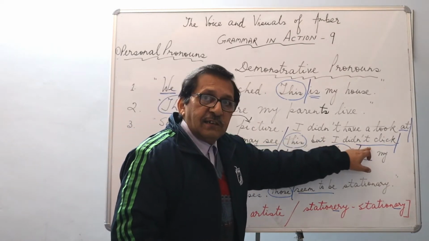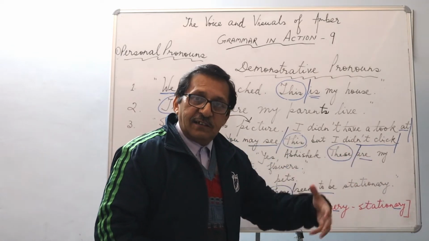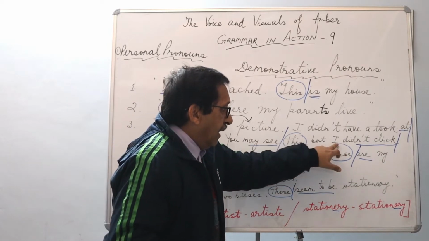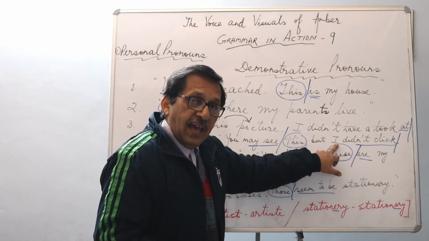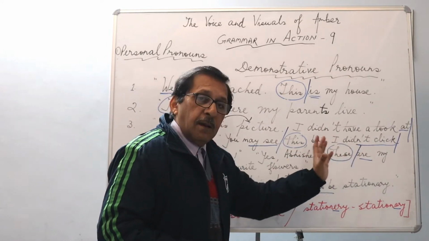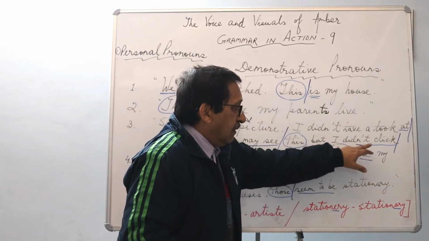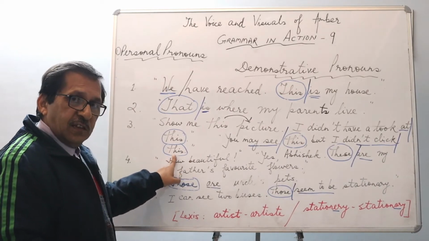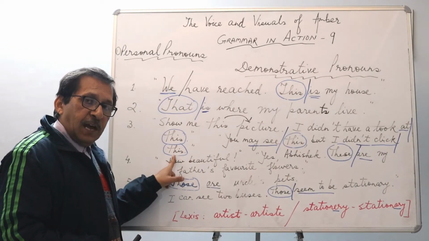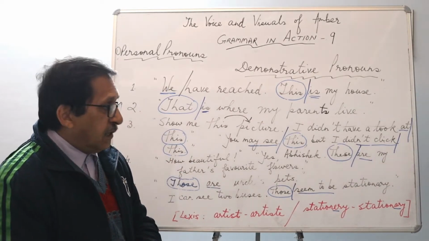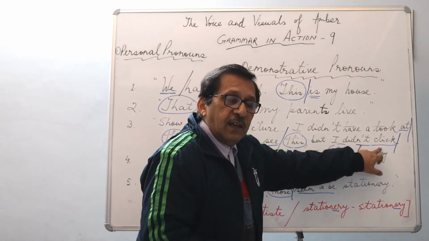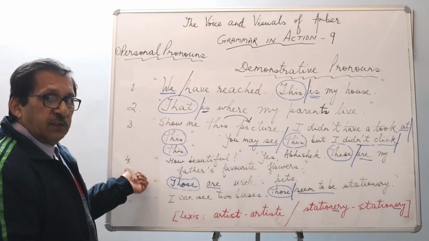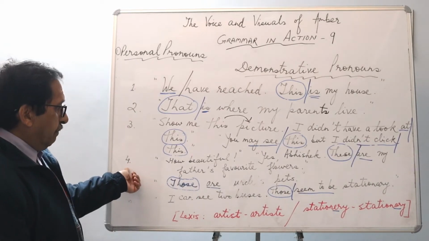But I didn't click this. I didn't click what? I didn't click this. So again, I is the personal pronoun acting as the subject of this part of the sentence. I didn't click what? Didn't click this. So this, again, is a demonstrative pronoun acting as the object of the two-part action verb didn't click. Let's now move on to the fourth sentence or the fourth example.